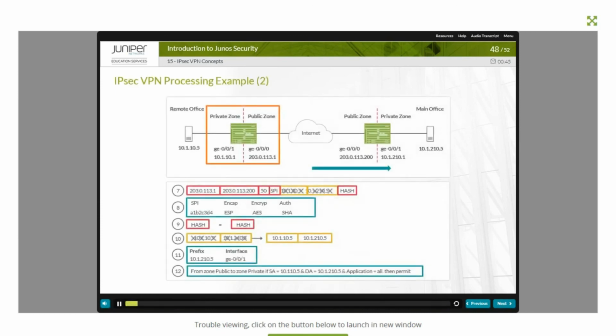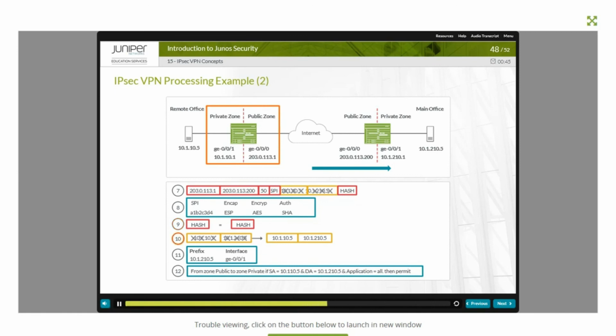The list is a continuation of the list from the previous screen describing the order of traffic processing. The corporate Juno security device receives the encrypted packet. The Juno's OS looks up the incoming SPI in the local SA database. The matching record contains encryption and authentication algorithms and keys. The Juno's OS compares the locally calculated hash with the received hash.